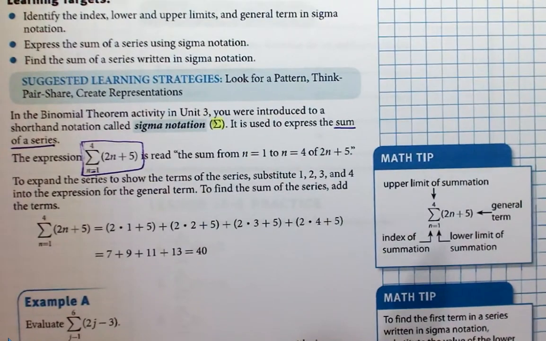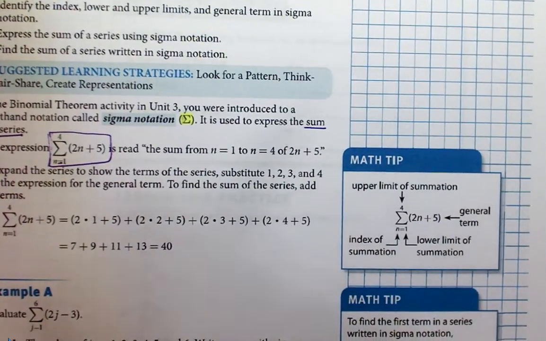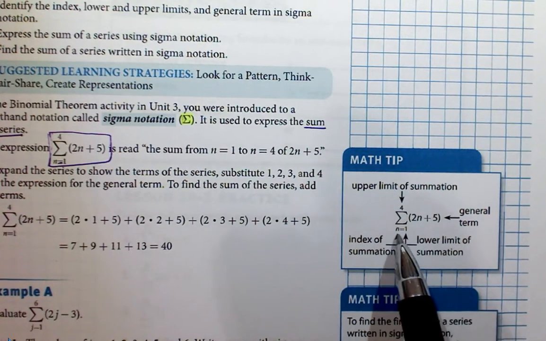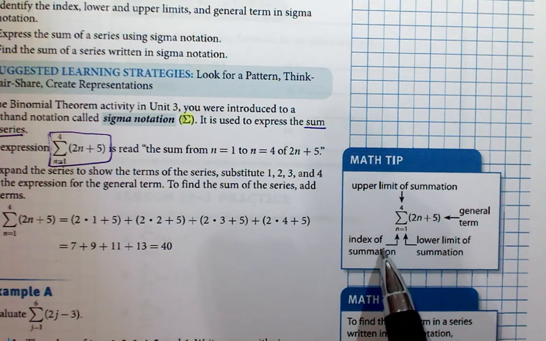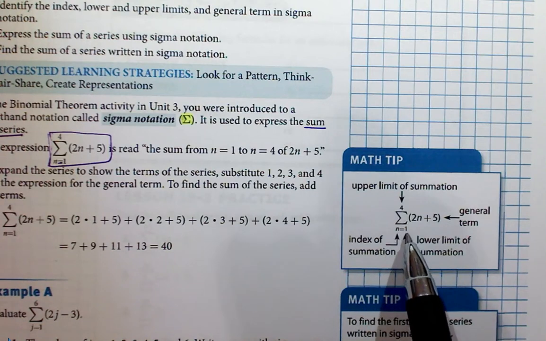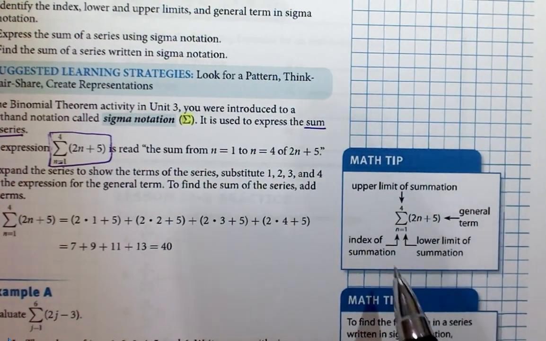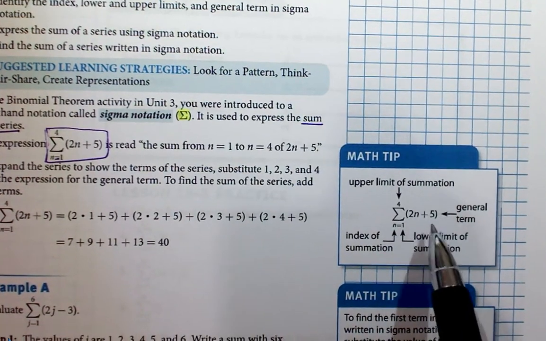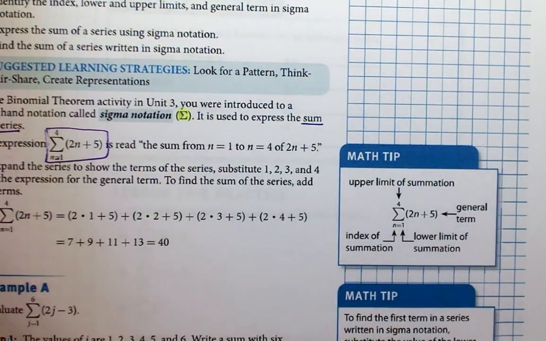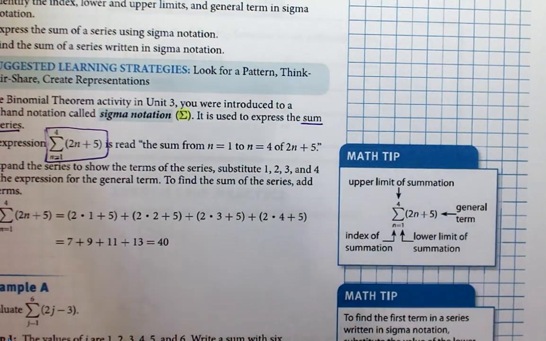So if you look over here to the side in this math tip box, it labels all the important parts. So the index of summation is the letter. It's the variable you're using. N, X, J, I. It can be any letter. 1 is called the lower limit, and the 4 is called the upper limit. So upper and lower, just like a bottom floor and a top floor. And then 2n plus 5 is the general term. And this looks very much like the expression for an arithmetic sequence. In fact, it can be for any sequence, but in this case, that is an arithmetic sequence.